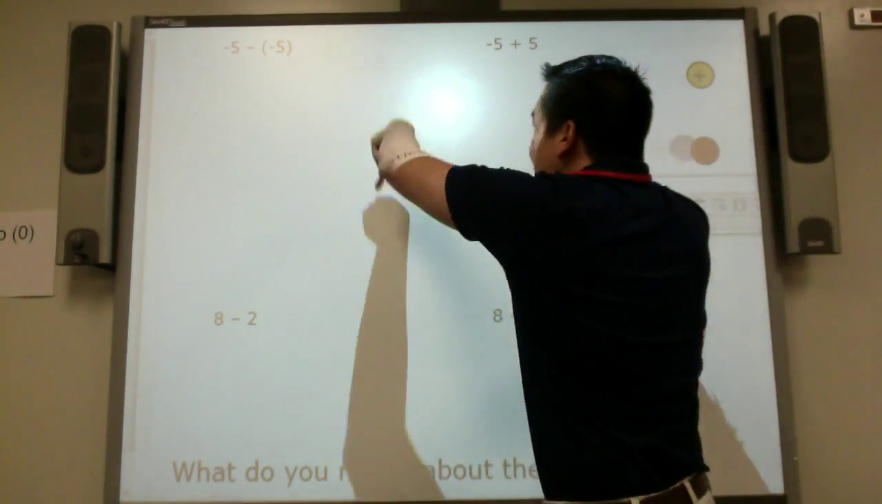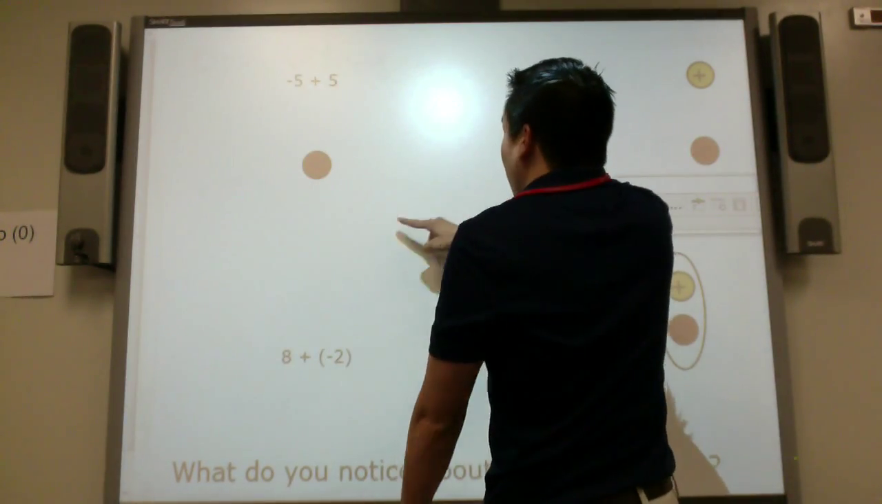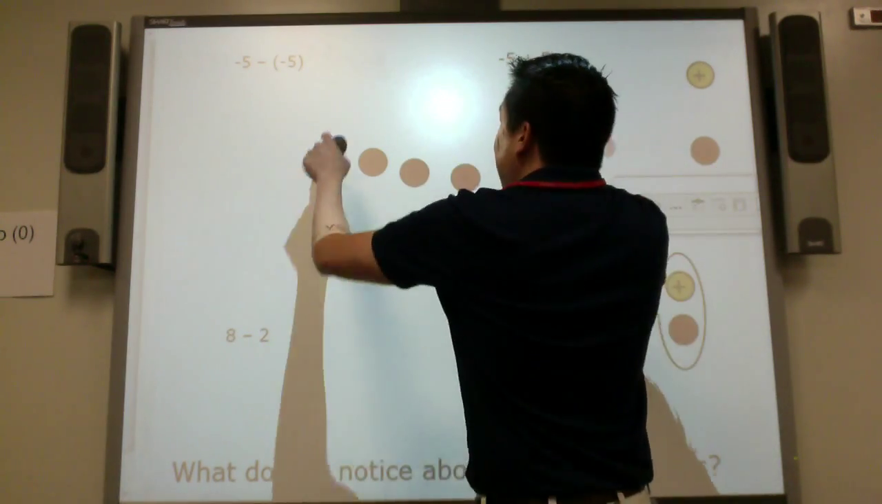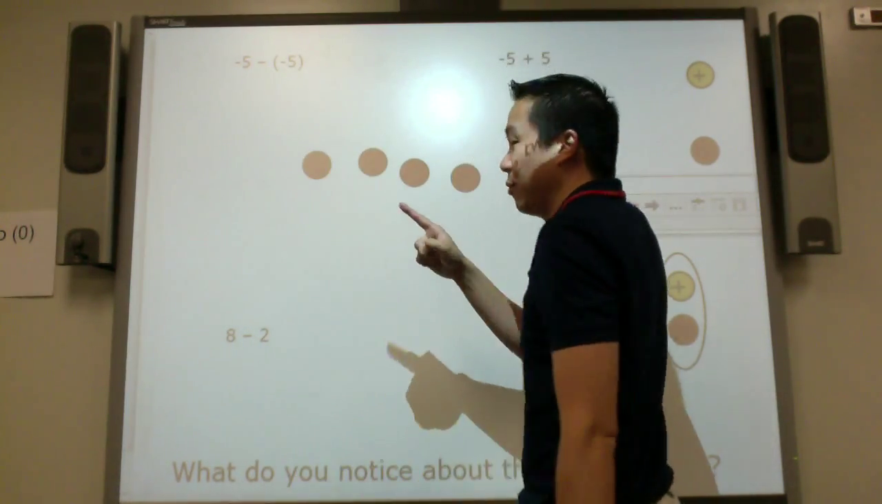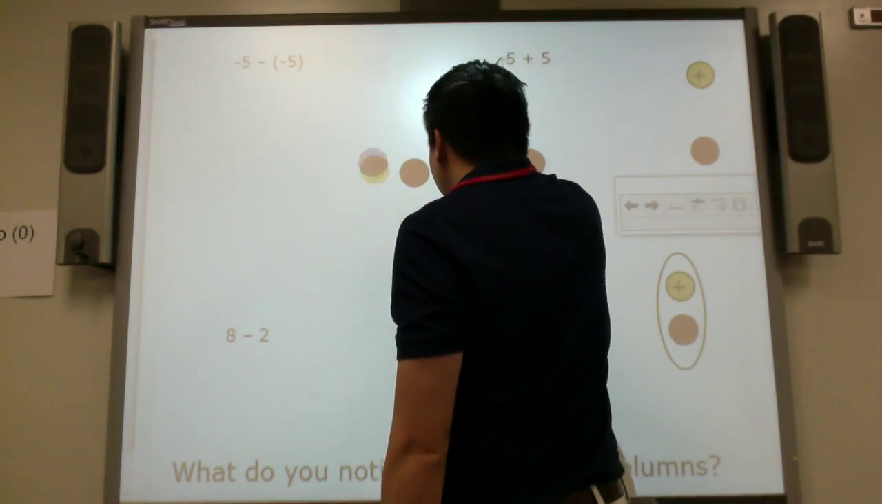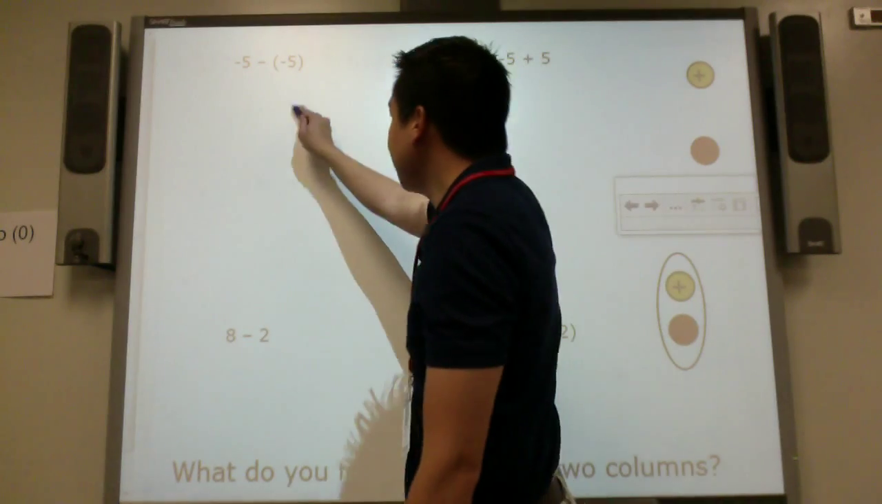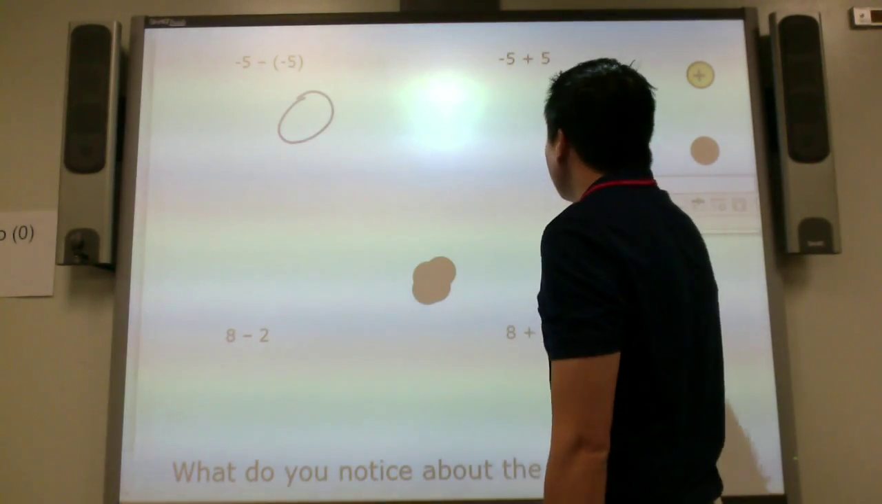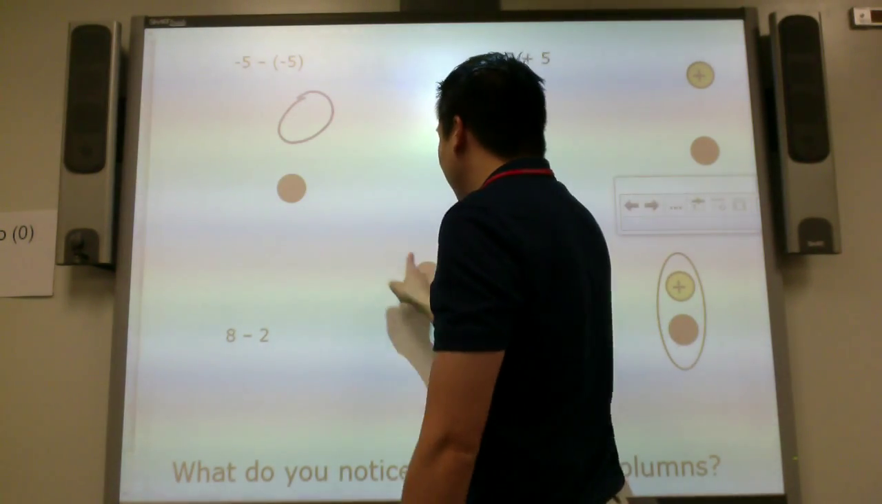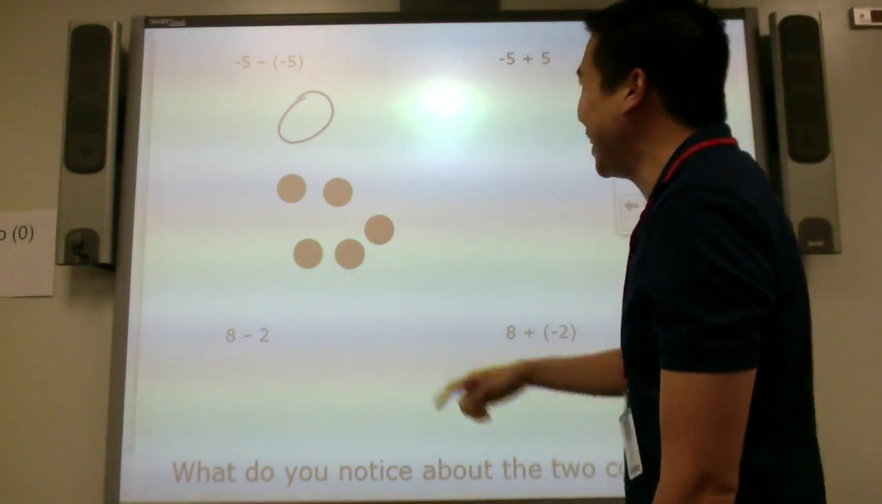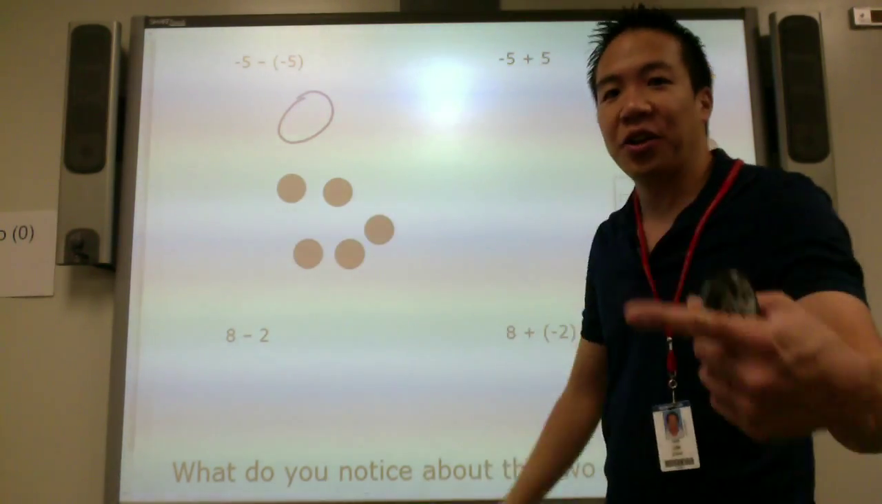I start with 5 negatives. It says take away, subtract means take away, 5 negatives. What do you have left? 0. Another way to see it is this way. You start with 5 negatives. We're not going to go there yet.